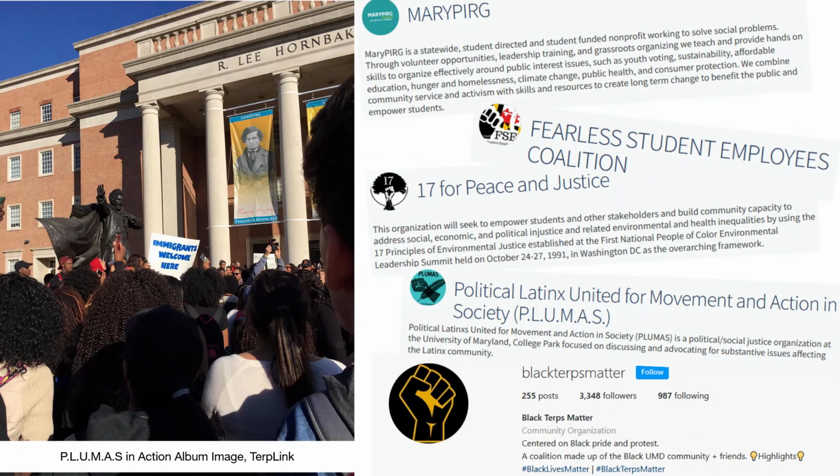These student activist movements have impacted university operations and shaped today's campus life. Student protest is not just a thing of the past. More recent groups acting for change on campus include Black Terps Matter, 17 for Peace and Justice, Plumas, the Fearless Student Employees Coalition, Mary Purg, and many more. Like those of the past, these present student groups continue to push for important rights and causes that will shape the university's future. The University Archives at Hornbake Library houses and actively collects evidence that preserves these stories, allowing us a window into the material and individual experiences of students.